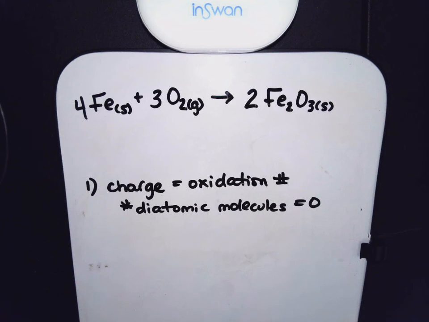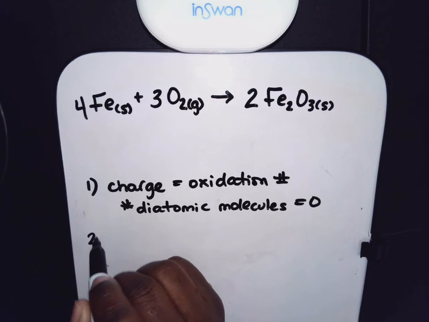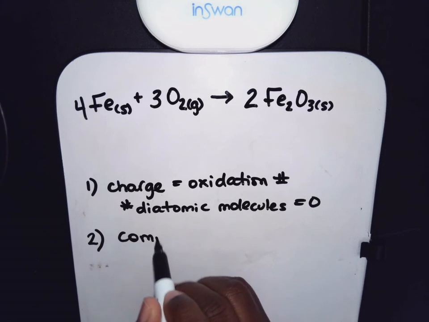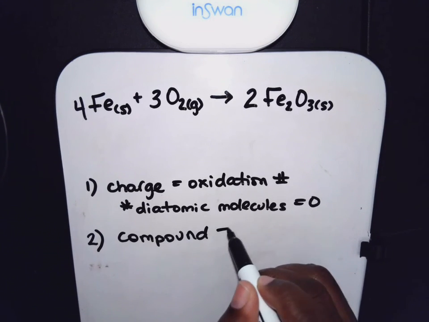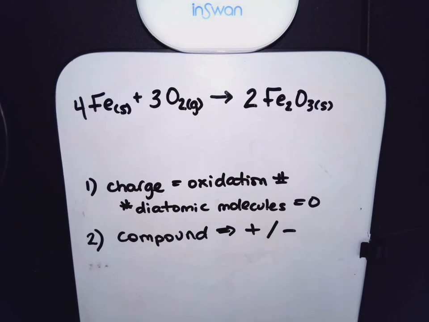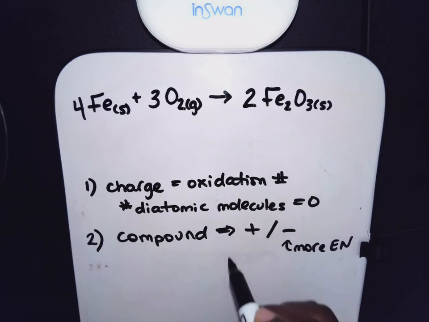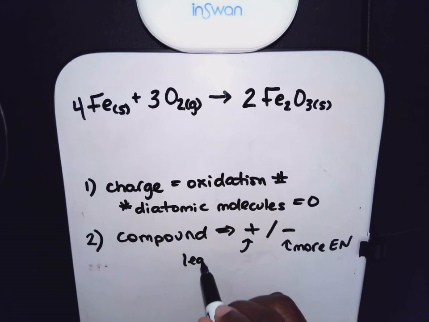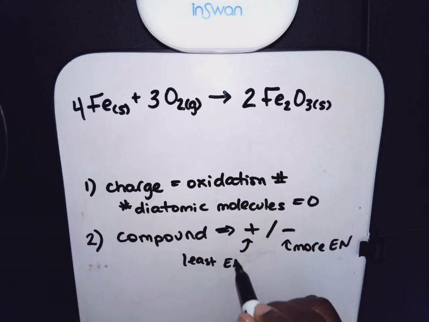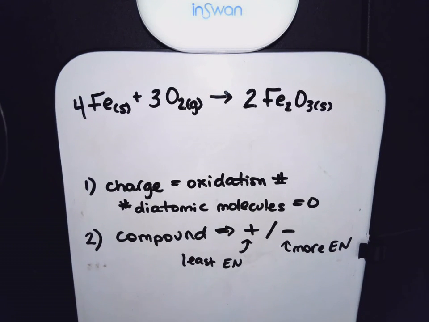If you're dealing with a monatomic ion, so a single atom that has an overall charge, again, that charge is also the oxidation number. It gets a little trickier when you're dealing with compounds. Whenever you have a compound, you're going to have positive and negative. The positive is going to be the least electronegative. The negative is going to be the more electronegative. And so keeping those things in mind, it'll help in identifying the oxidation numbers to determine whether or not a substance was oxidized or reduced.